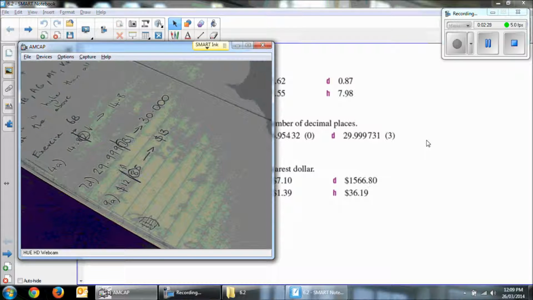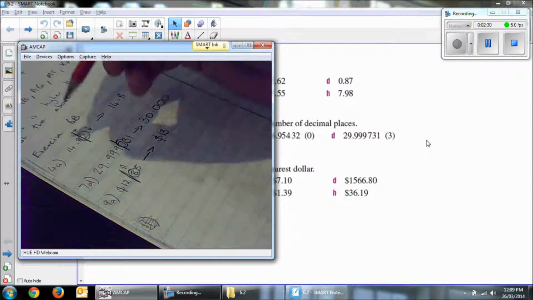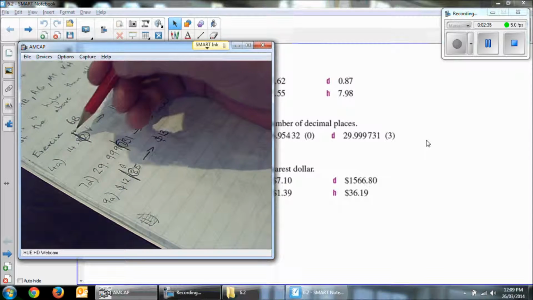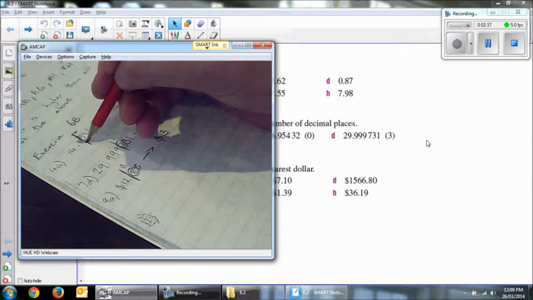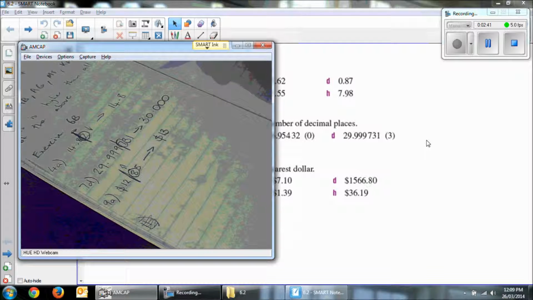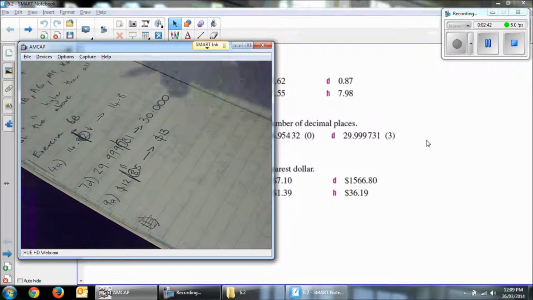So rounding is really simple as long as you put your line in at the point where you're rounding to, and the number immediately to the right of the line is your critical digit, and that decides whether you round up or down.